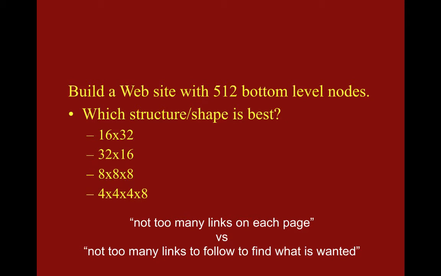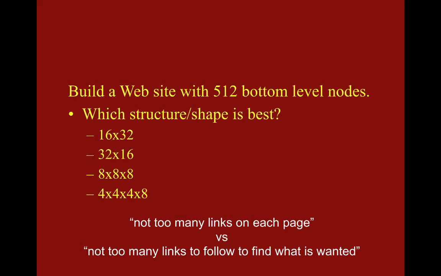Now here's a question, right? So if you have a website where you want 512 bottom level nodes, you can structure it in a number of ways, right? You can have a flat structure where each node has many children, or you can have a slender, slim structure where each page or each node has few children, but you have more levels, right? So either you have a flat structure with few levels but high fan out, or should you have a tall structure with very low fan out but you have many levels? So which is best?